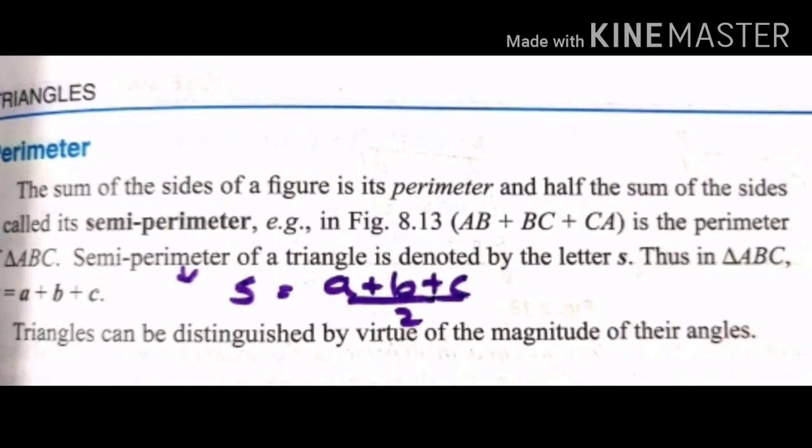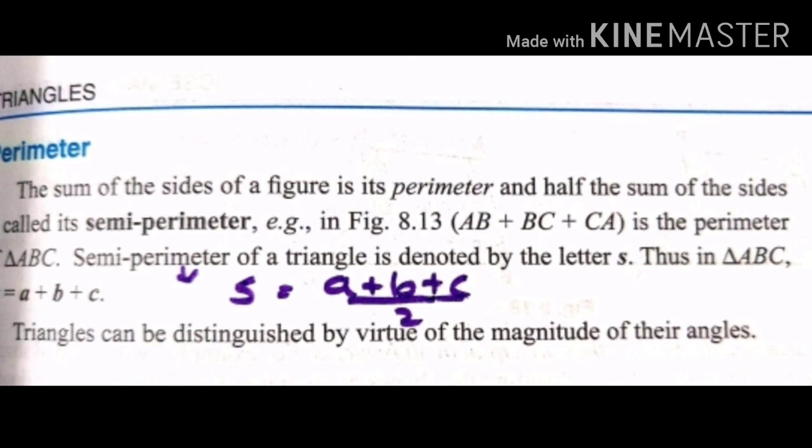Now about perimeter. Any figure you see students, the sum of the sides of a figure is its perimeter, and the half of the sum of the sides is called its semi-perimeter. Here if we take any triangle, then three sides of triangle AB plus BC plus CA is called its perimeter.